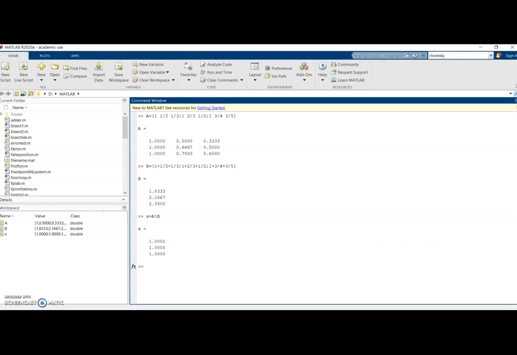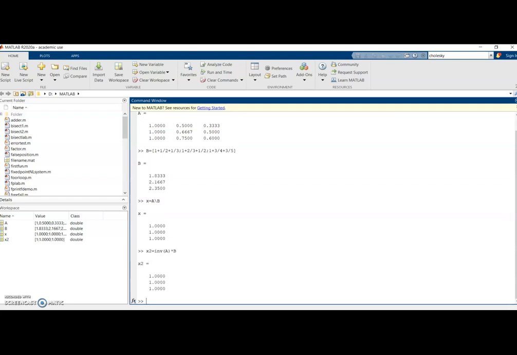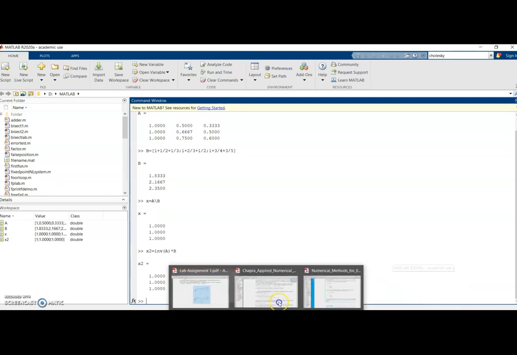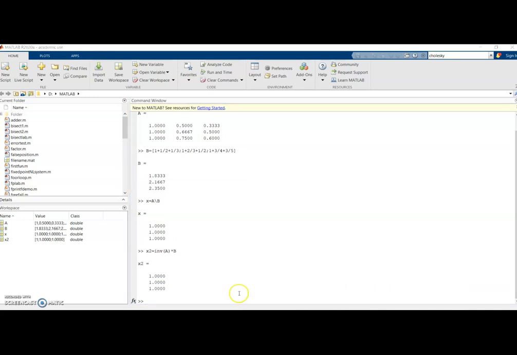Another way of finding the solution, say x2, the second solution, is to find the inverse of A and then multiply it by B. This will also give us the same answer. In this case, first the inverse of A will be found and then multiplied with B, whereas in the first case A backslash B normally uses the Gauss elimination method to solve the system of equations. Okay, so that is some application of the solution of linear equations in MATLAB and previously in Excel.